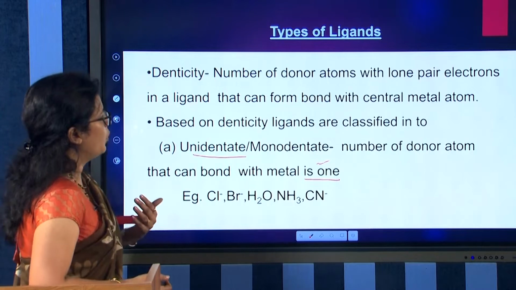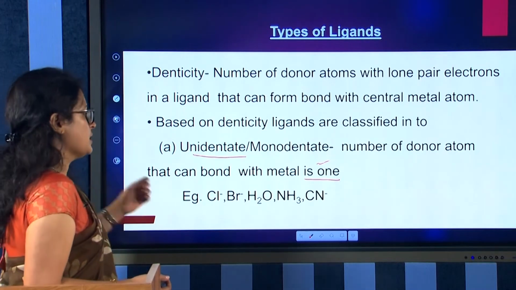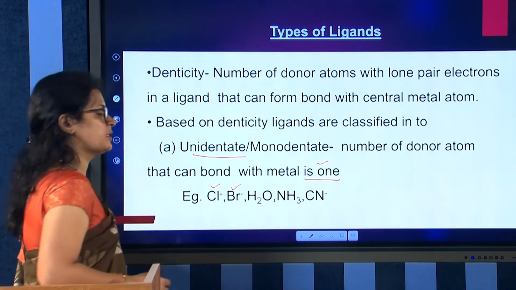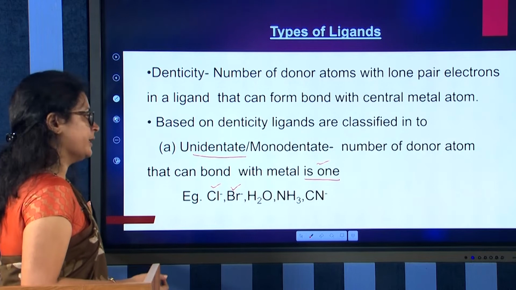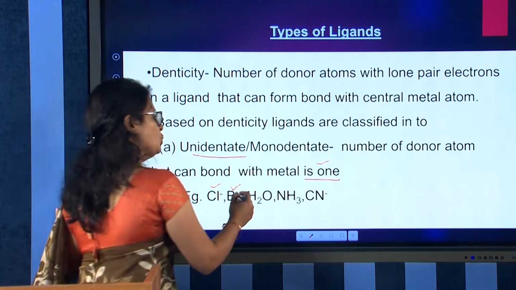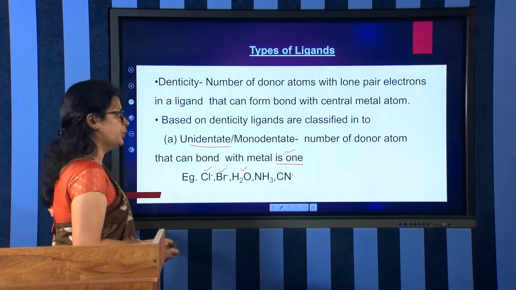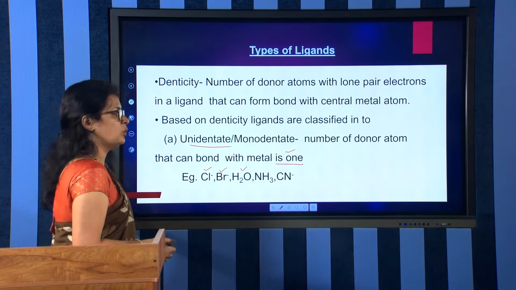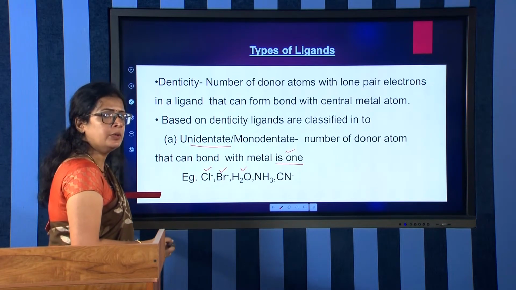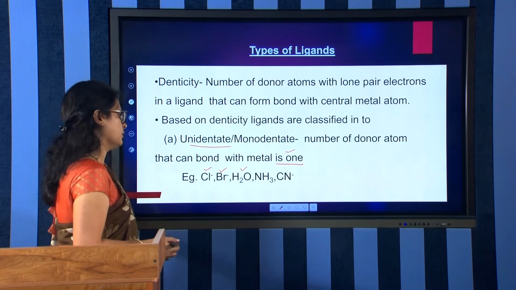Examples for monodentate or unidentate ligands are generally halogens, that is Cl minus, Br minus, I minus, etc. These are examples of unidentate ligands because the donor atom is only 1. And also you have H2O ligands, water, which is also an example of a unidentate ligand. Ammonia molecules are unidentate ligands. Cyano ligands are also unidentate ligands. In all these cases you have 1 donor atom. Okay.